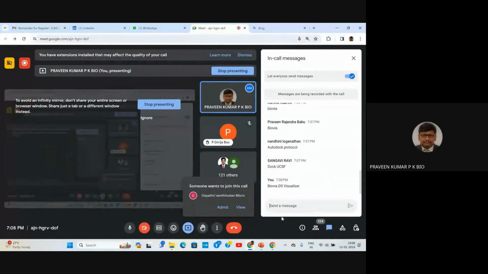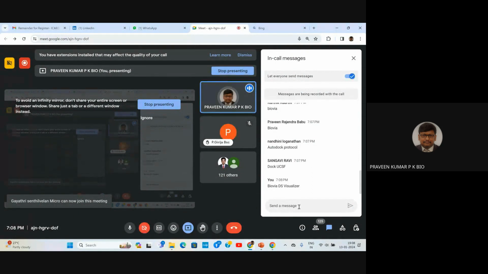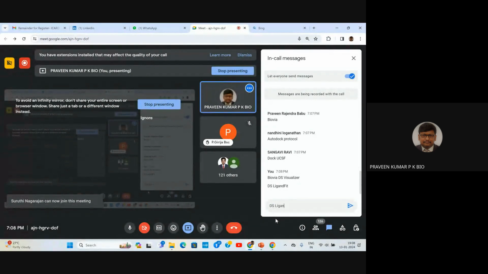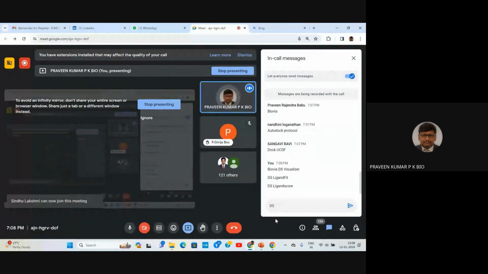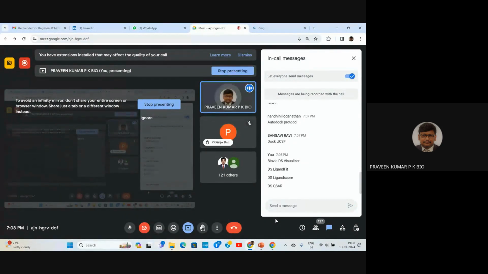In BIOVIA Discovery Studio, we have plenty of modules. If you want to dock a ligand with a receptor, you can use DS Ligand Fit. If you want to view the scores after the docking, you can use DS Ligand Score. And if you want to go for QSAR analysis, we also have DS QSAR. Likewise, we have plenty of modules in a single package called Discovery Studio. BIOVIA, of course, is the name of the company, the supplier of the product.